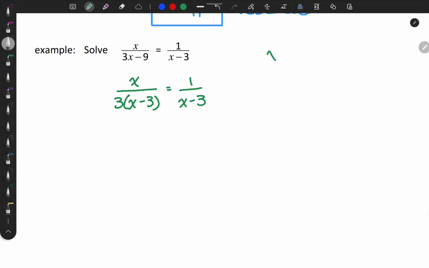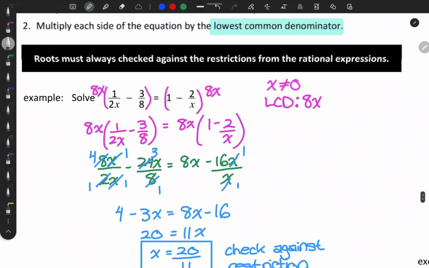But let's start off with our restrictions. X cannot be equal to 3, otherwise I would be dividing by 0. That is my only restriction. And this might actually be a good case for method 1. I'm going to go back to method 1 for a moment.